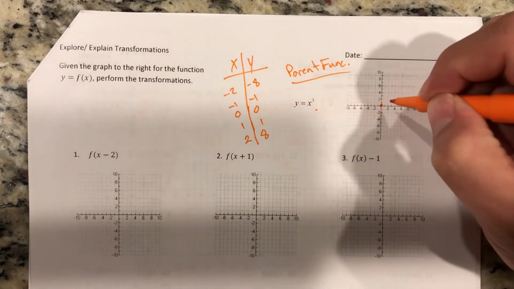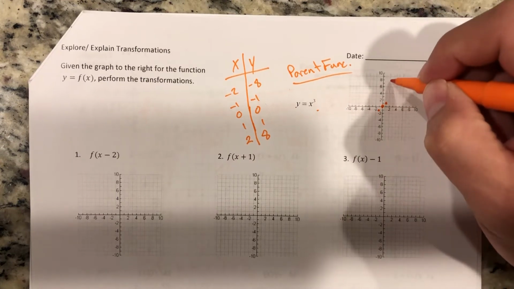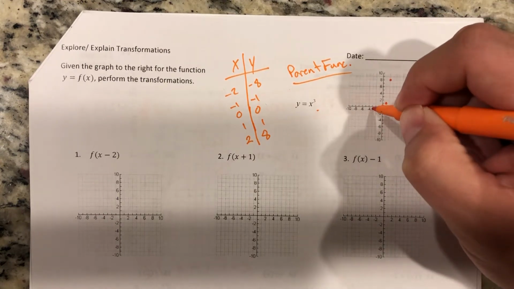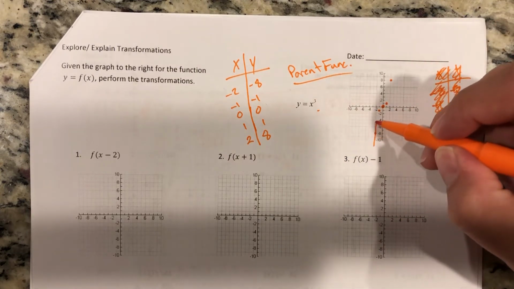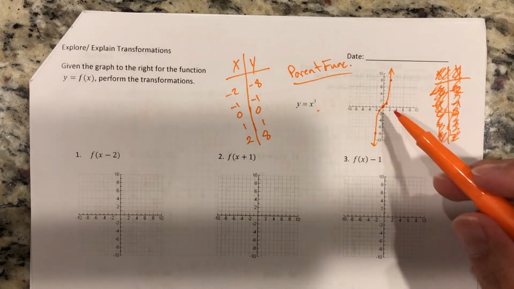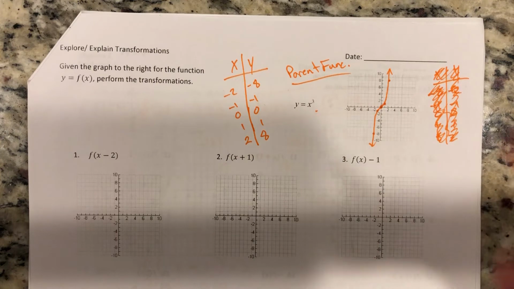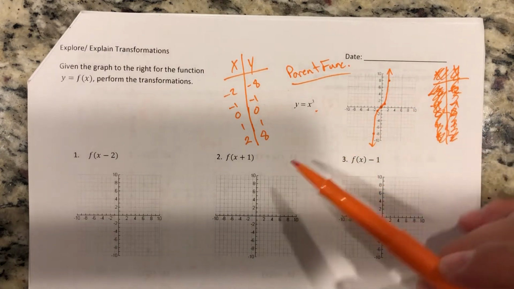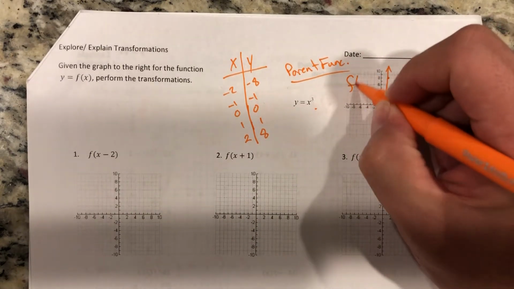So there's my point of symmetry. I have those 2 points, and then I also have these 2 points, and my graph would kind of look like an S shape. Okay, so this is the parent function of a cubic function. Okay, and so just to get you guys started, I'll do one of them. All these transformations are from this function. We're going to call this f of x.